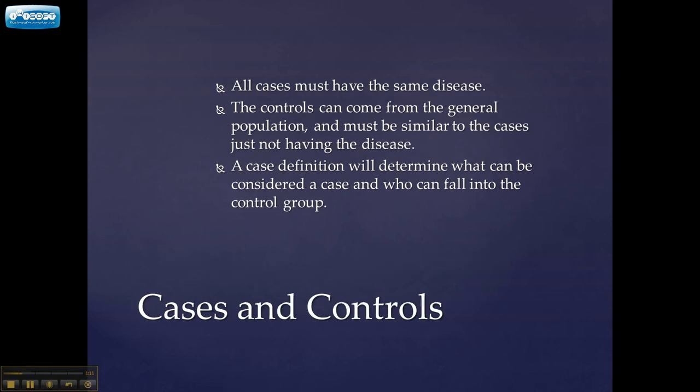All cases must have the same disease. The controls can come from people in the community, people from the same hospital, school rosters, anything as long as it has something in common with the case.